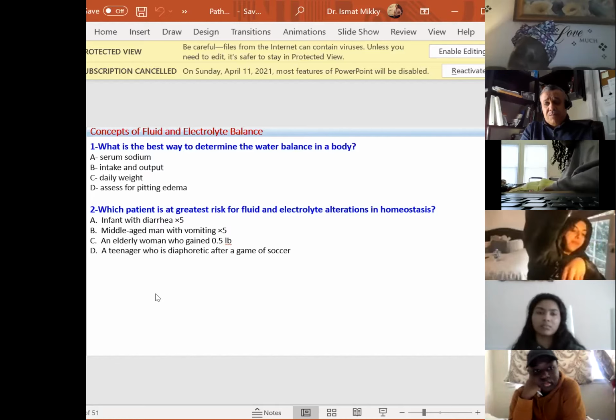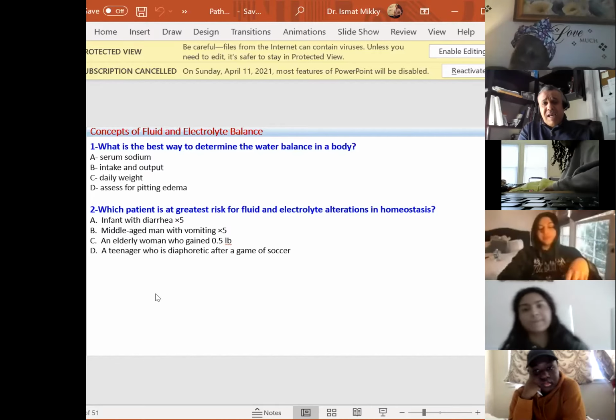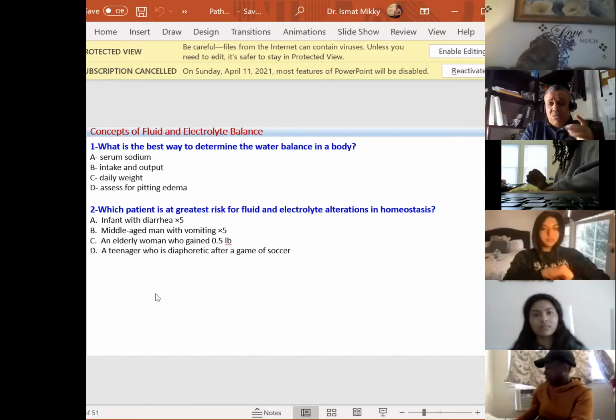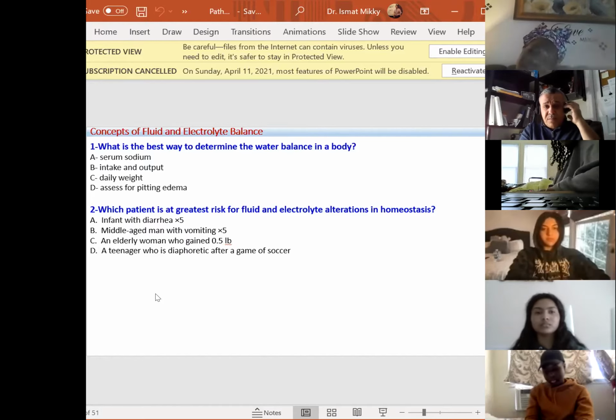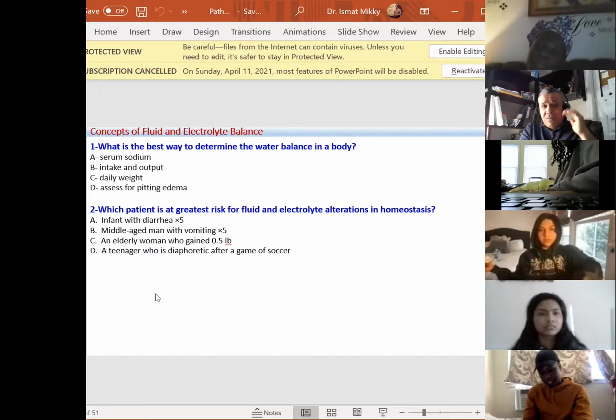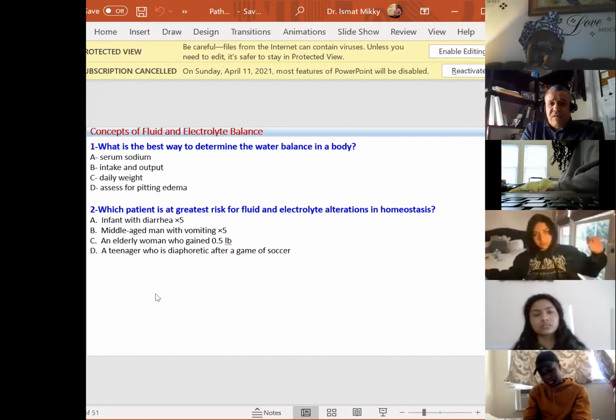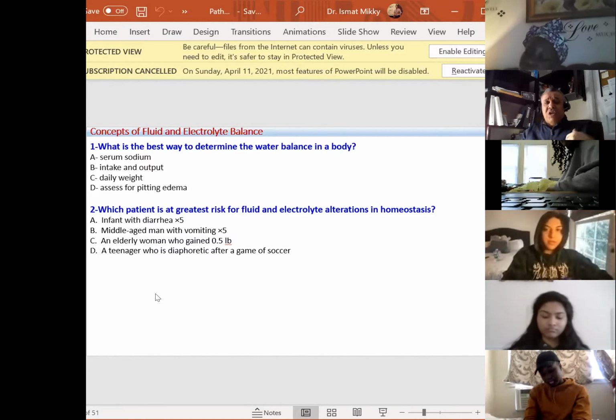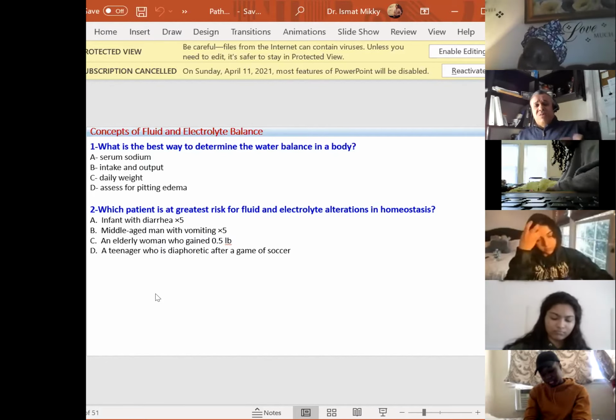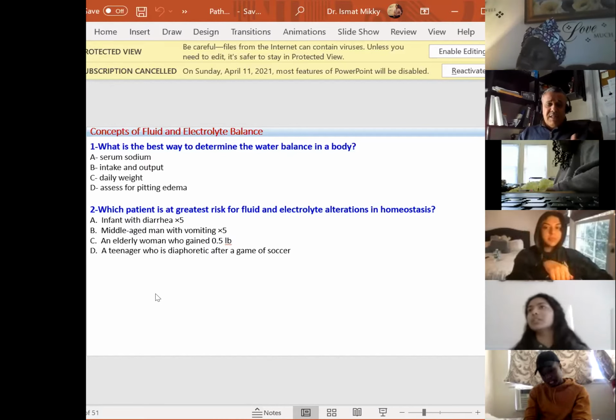So we have many indicators, but the excellent indicator, the one on top of them, the most important determinant of fluid and electrolyte imbalances, is the daily weight. So the daily weight change, especially a sudden increase or decrease, is an excellent indicator of fluid volume loss or gain.